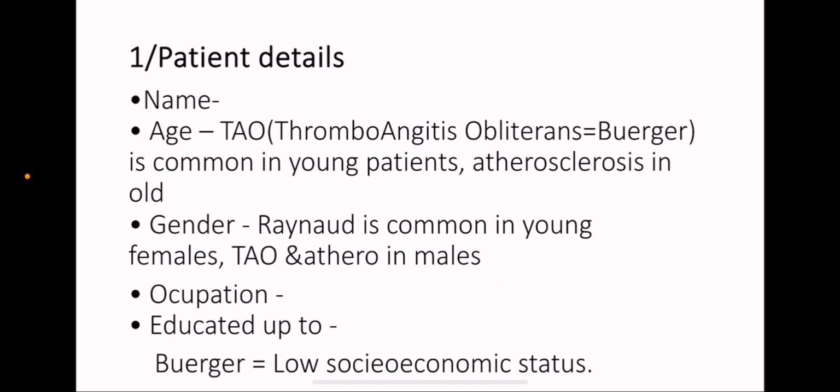Age is important because there are a couple of diseases associated with a specific age group. For example, thromboangiitis obliterans, TAO, which we call Buerger's disease too, is common in young patients. Atherosclerosis is more common in old patients. You will ask also for the gender. Why? Because Raynaud phenomenon, I'm going to show you a picture in a minute, is common in young females, and thromboangiitis obliterans and atherosclerosis are more common in males.